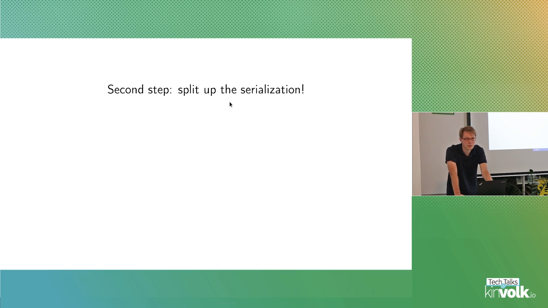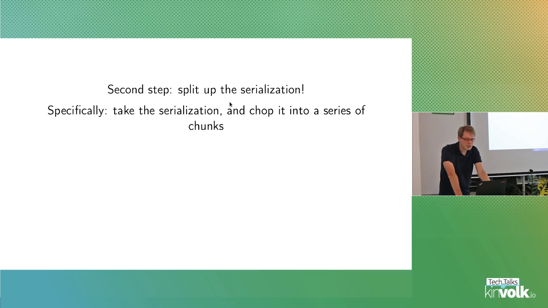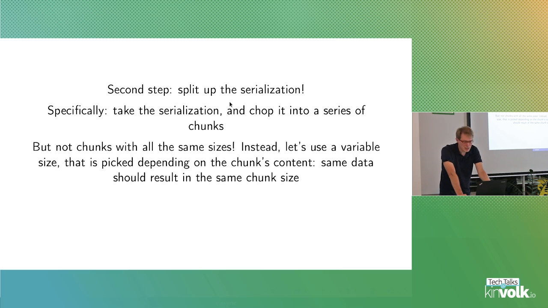The second step of what CA-Sync will do for you is take this huge serialization, and split it up. Split it up means chop it into a series of chunks. Chunk is a special word for block. And the interesting thing about this is that these chunks do not all have the same size. Instead, they have variable sizes. That's actually a key feature. And it's the idea that rsync came up with, or pioneered.